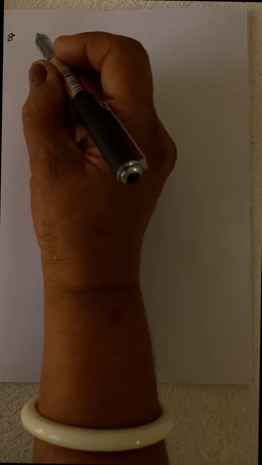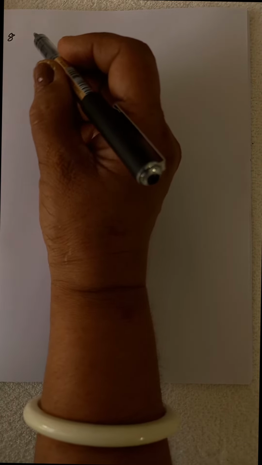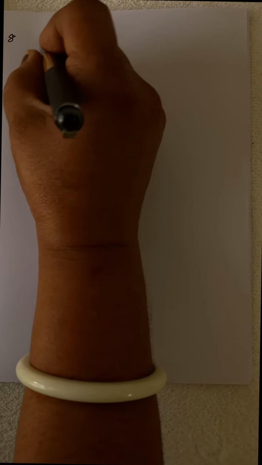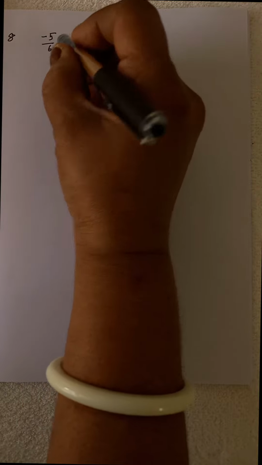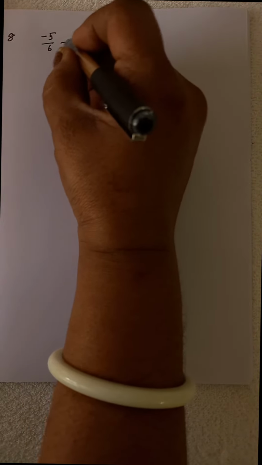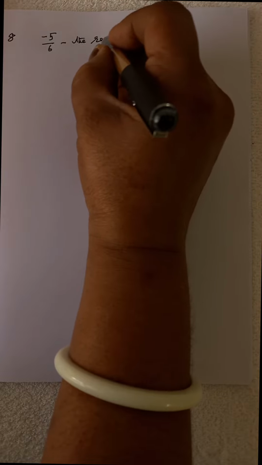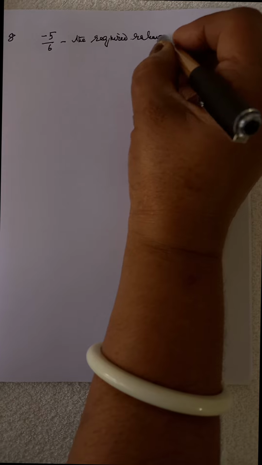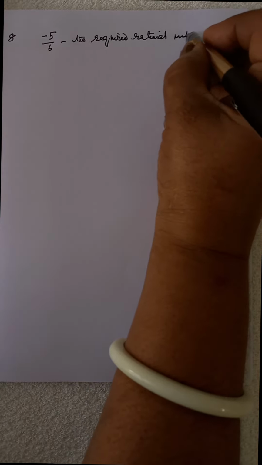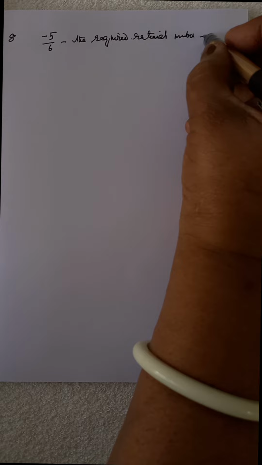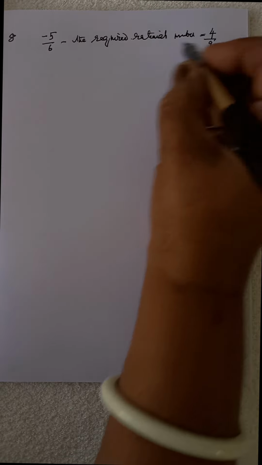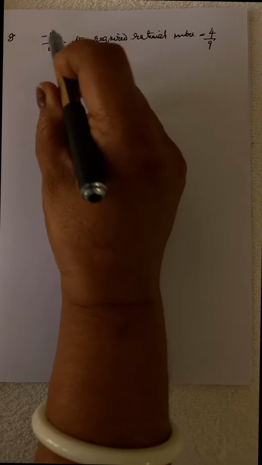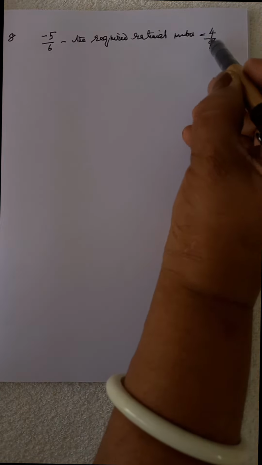Next is the 8th question, which is: which rational number should be subtracted from minus 5 by 6 to get 4 by 9? So, from minus 5 by 6, we are subtracting the rational number. So, minus 5 by 6 minus the required rational number is given as 4 by 9.